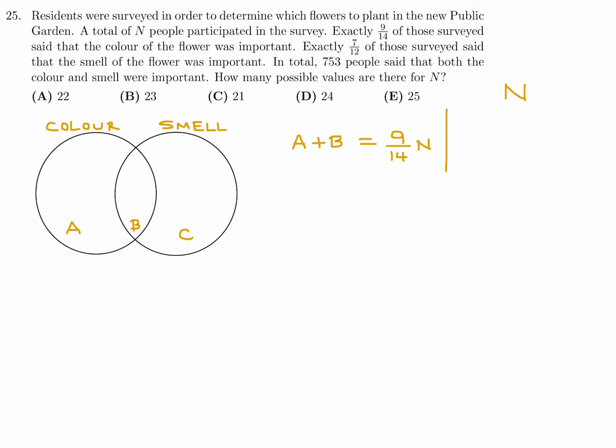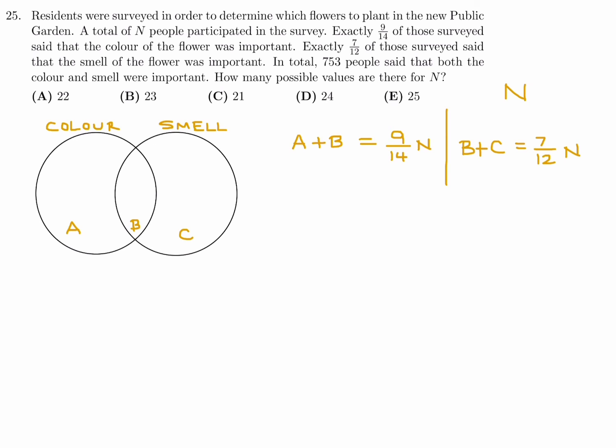And we are also told that B plus C, which are all the people in the smell category, the people who felt that smell of the flower was important, is equal to 7 over 12 of N. All right. Now, one thing you'll notice is that these are all integers, right? A, B, and C represent the number of people, so they have to be integers. So the only way they can be integers is if n is a multiple of 12 and a multiple of 14.